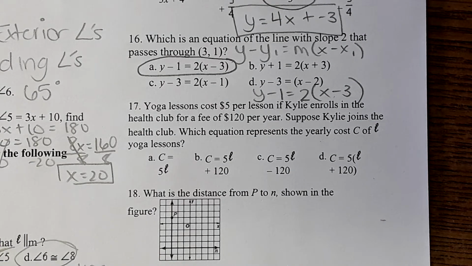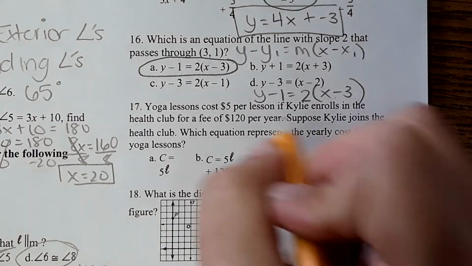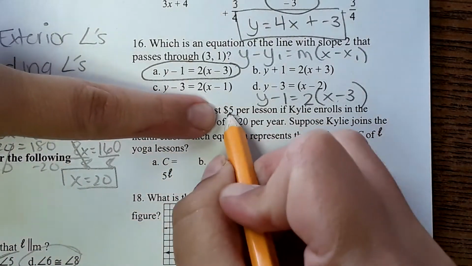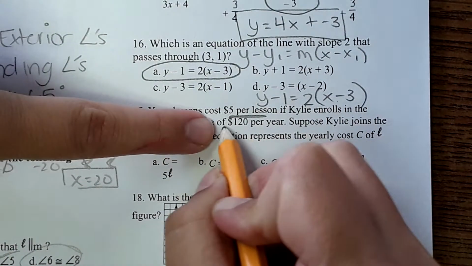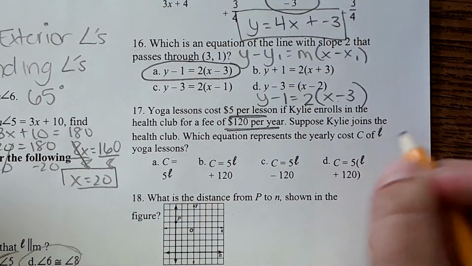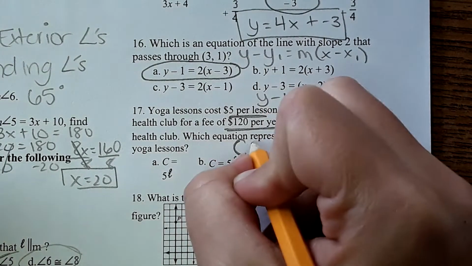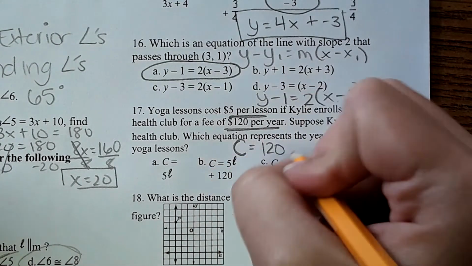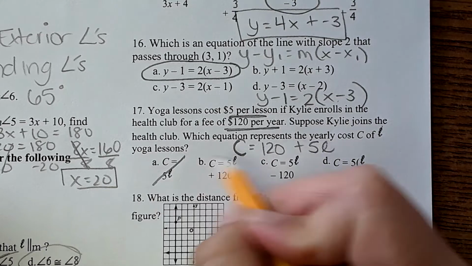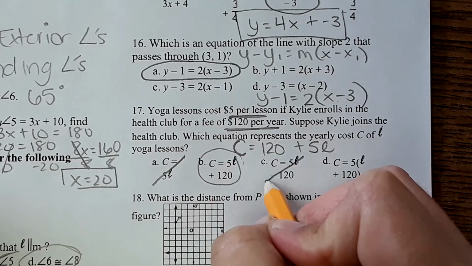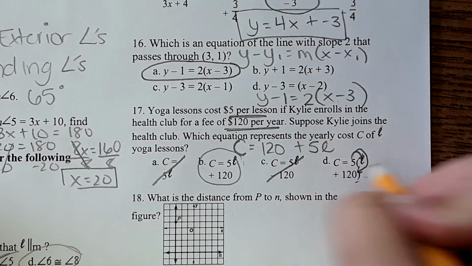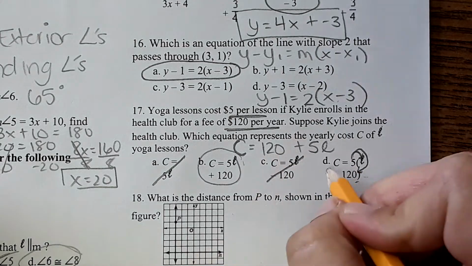Okay, the next one, yoga lessons cost $5 per lesson. By the way, this is a very common SAT or PSAT style question. Yoga lessons cost $5 per lesson if Kylie enrolls in the health club for a fee of $120 per year. Suppose Kylie joins the health club. Which equation represents the yearly cost of L yoga lessons? Well, cost would be C equals $120 for the starting cost plus $5 per lesson. And then I'm just looking down here for something that equals that. Not this, it'd be this. Not subtracting. And this would not be right because when you distribute that 5, it would multiply the 120 by 5, which is not what we have right here. So that's not correct either.